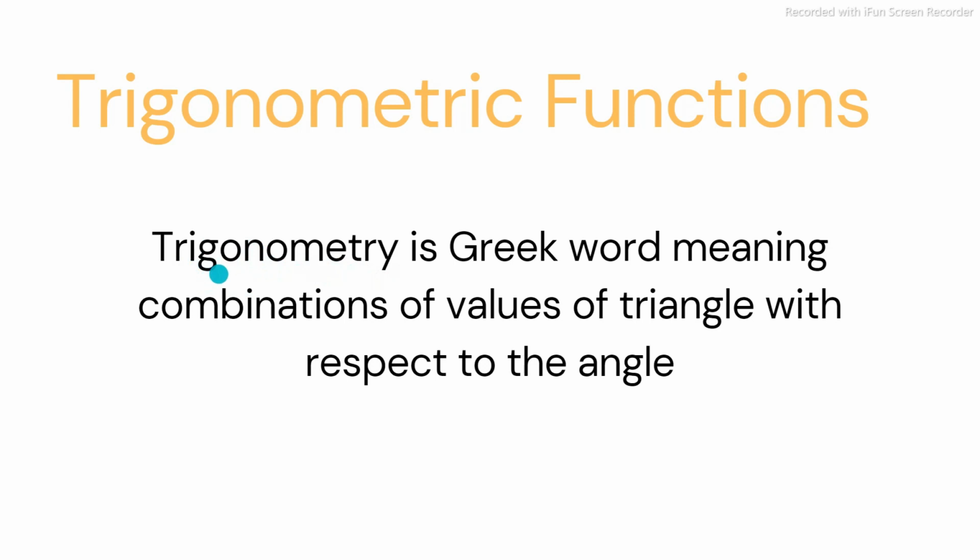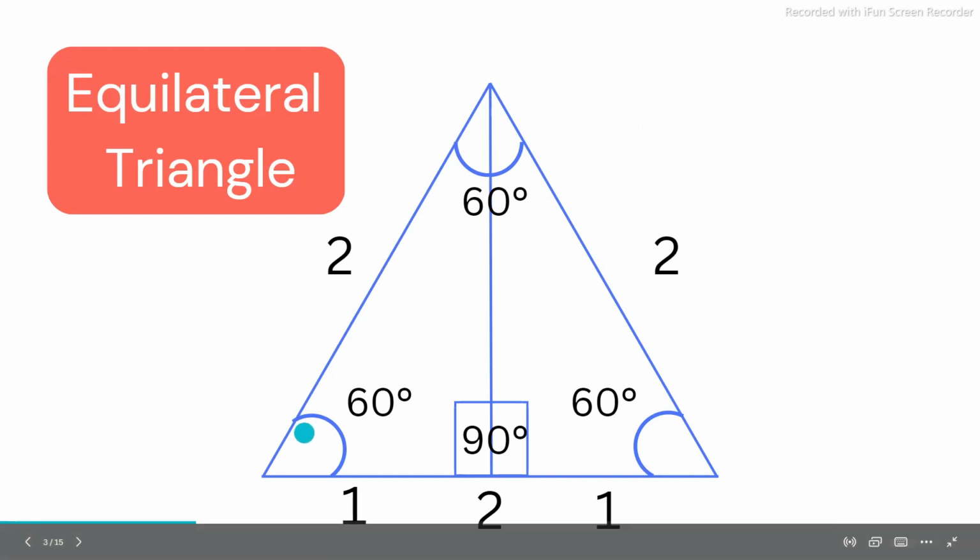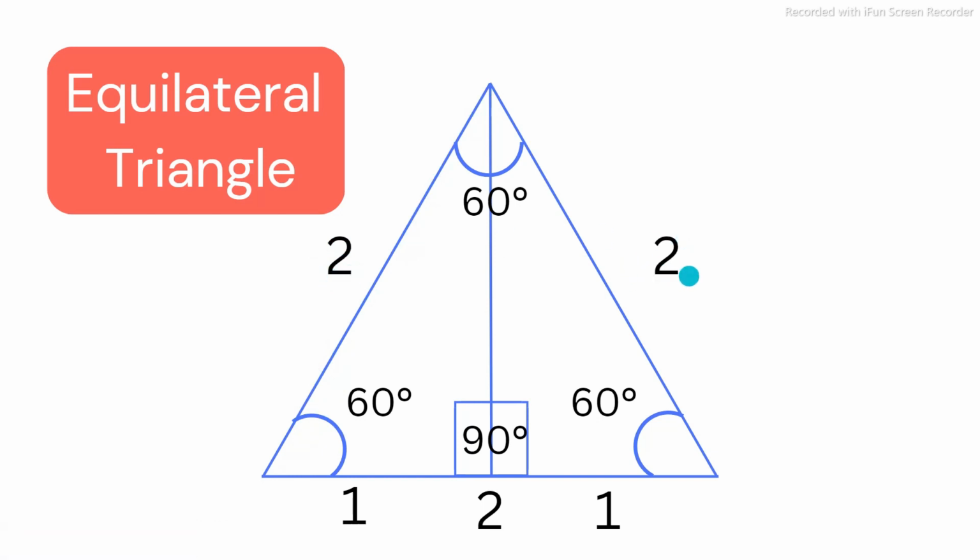Trigon is nothing but a geometric figure having three angles, that is, a triangle. A triangle and its measurement is termed trigonometry. First of all, I am going to discuss it with an equilateral triangle. Here we have the equilateral triangle. An equilateral triangle means a triangle having all sides equal.